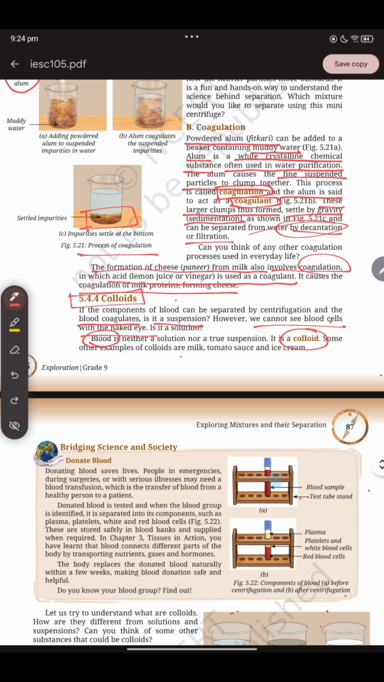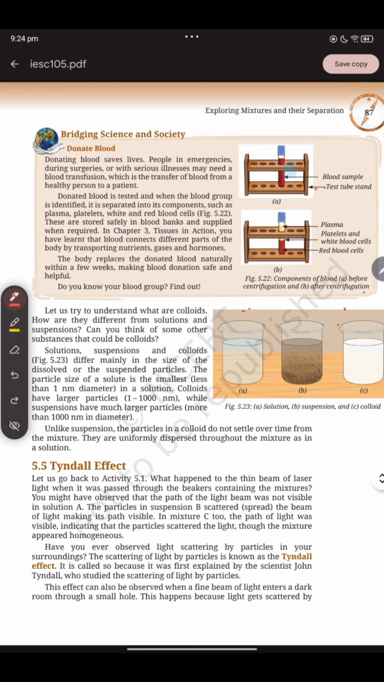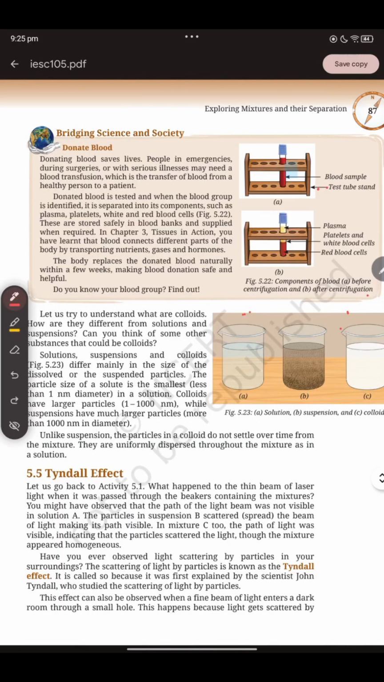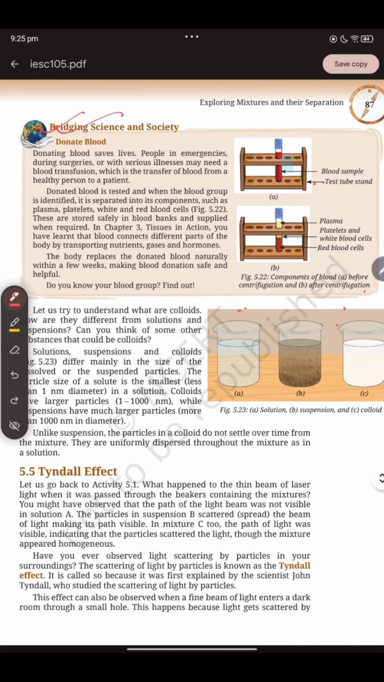Now some other examples are milk, tomato sauce, ice creams. These all are colloids. And what are the properties of colloids? Their particle size is intermediate. The particles which are suspended cannot settle down. They are not visible with the naked eye. And do they show Tyndall effect? That we need to see. What is Tyndall effect? Before that, we need to see this part which says donate blood.